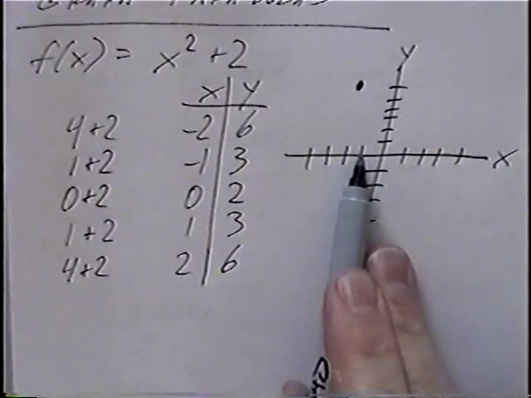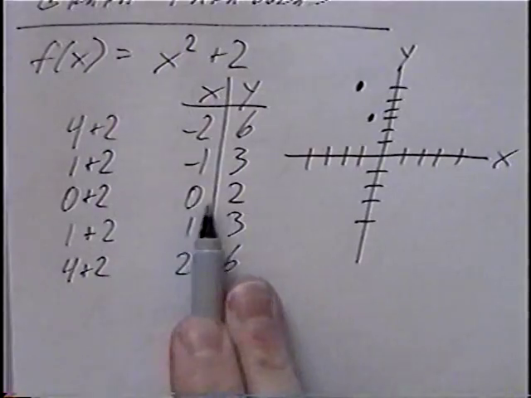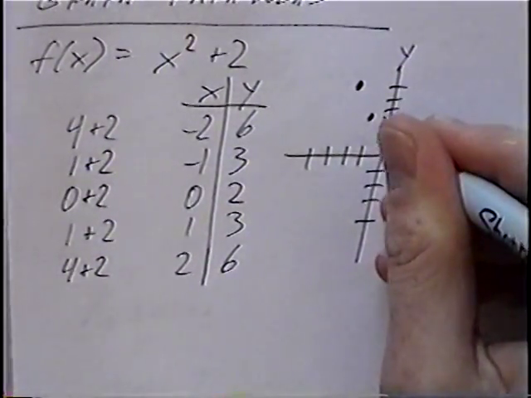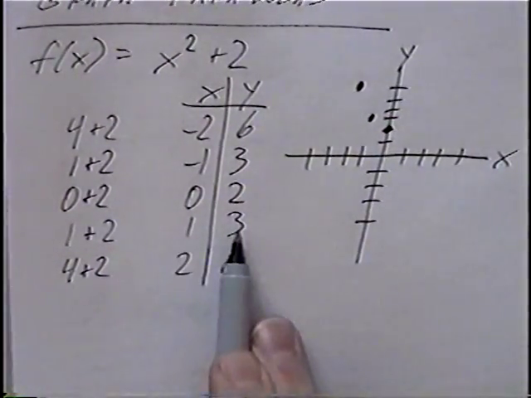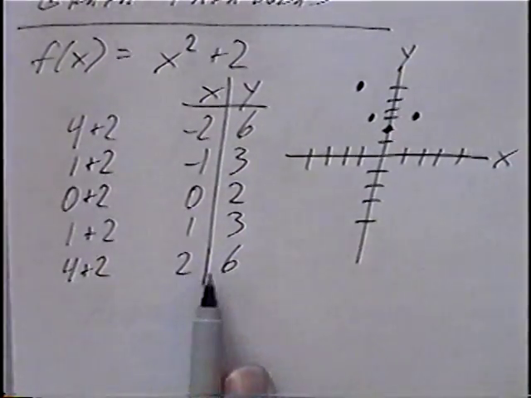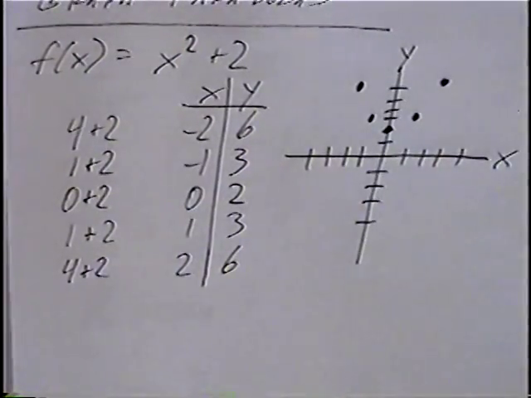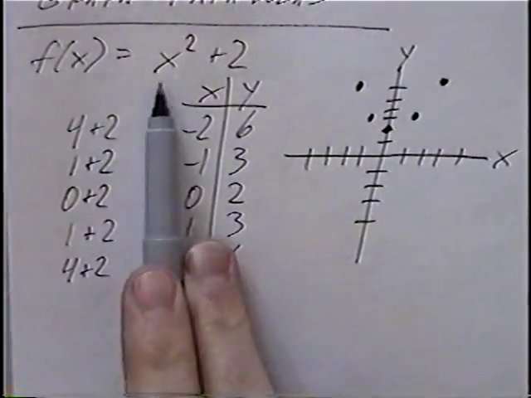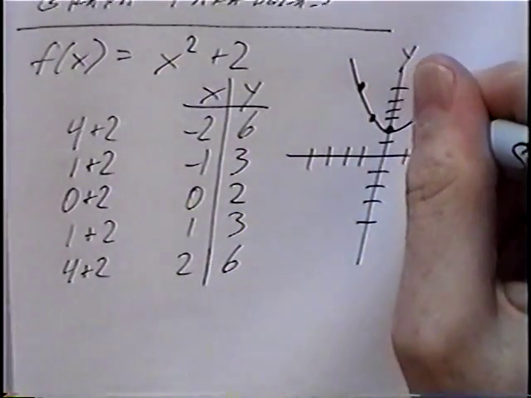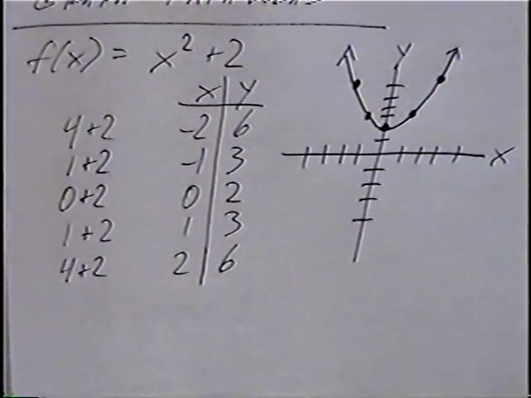-1, 3. To the left and -1, and up to +3. 0, 2. 0 for the x would be in the middle. 2 for the y value would be 2 spots up. And 1, 3. 1 to the right and 3 up. And 2, 6. 2 to the right and 6 up. Again, parabola shapes, when you have an x squared in the equation, should make a u shape. Connect them to make the parabola shape, and you can put arrows on each side as the parabola continues up.